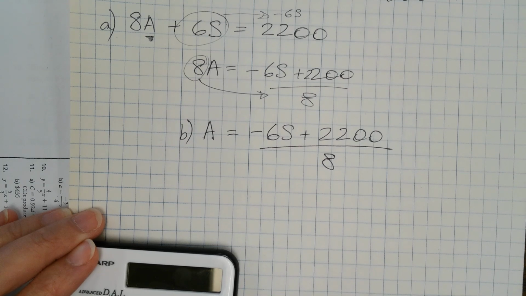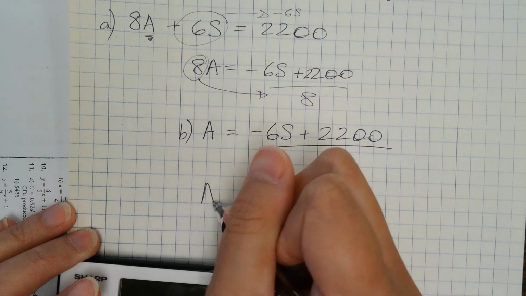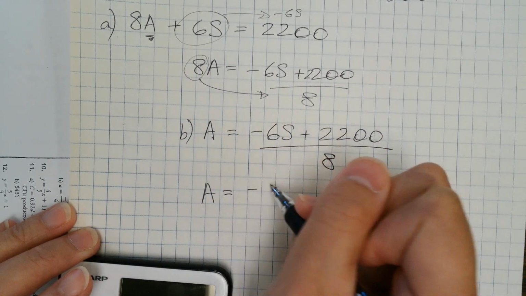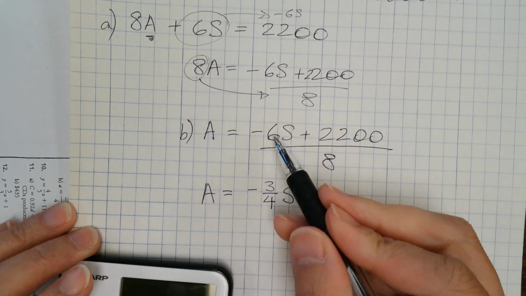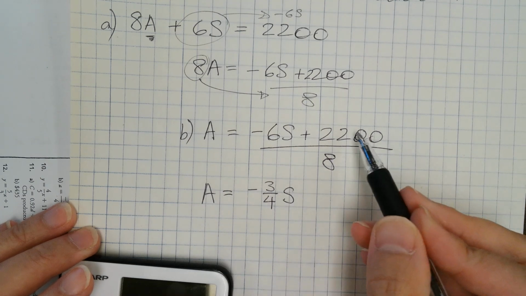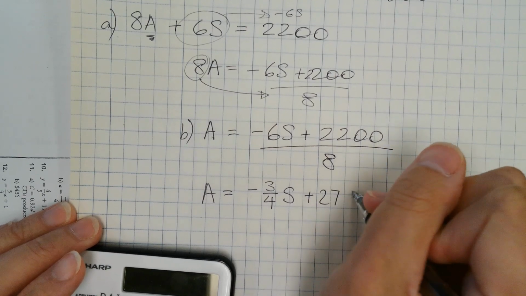So 2,200 divided by 8 is 275. And then here, 6 over 8 is the same as negative 3 over 4. I can divide both numbers by 2. So 6 over 8 is the same as 3 over 4. And then 2,200 divided by 8 is 275.